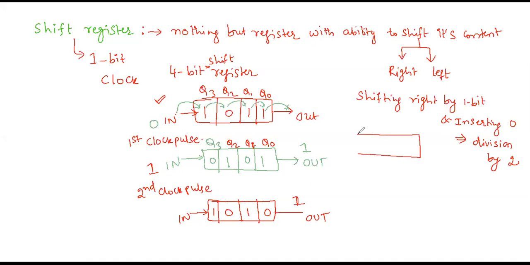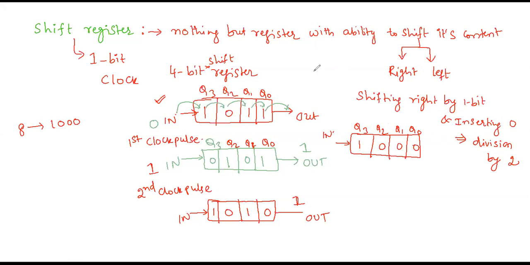Now take one content. This is in Q3, Q2, Q1, Q0. For example, take 8. 8 means 1000.